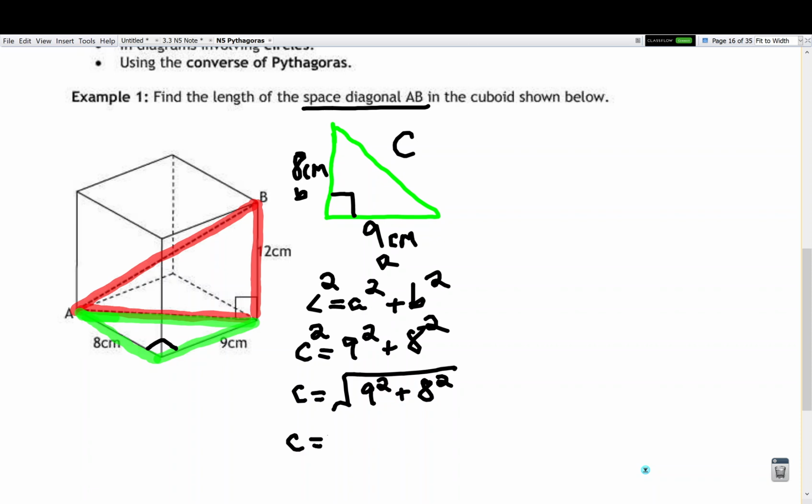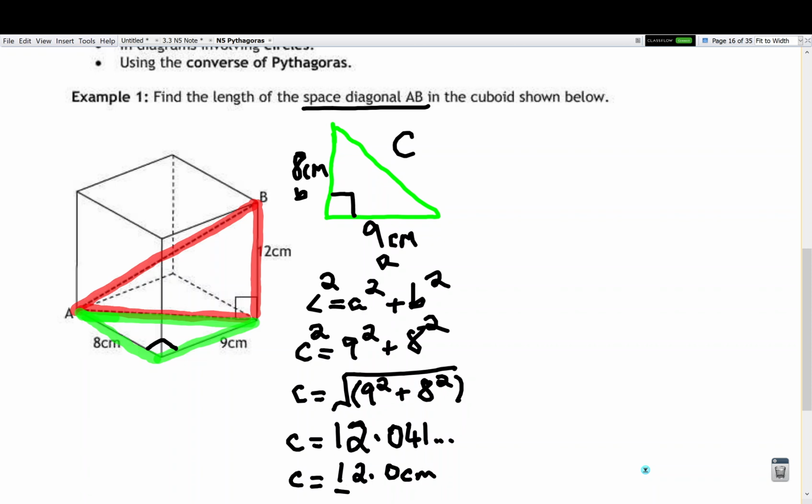So if you now put that in with me, remember, if you are using a white and black calculator, you're going to have to put what's underneath the square root in a bracket. If you've got a Casio calculator, it does that automatically for you. So it's the square root of 9 squared plus 8 squared. That's given me an answer of 12.041, which we can approximate to 12.0 centimetres.